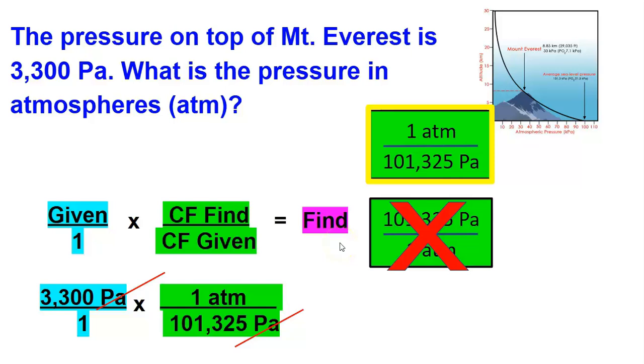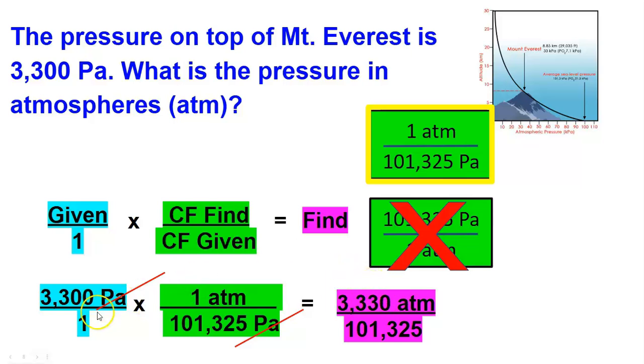Now it's time to do the math. We're multiplying fractions, so when you multiply fractions, you want to multiply straight across. So that means we would multiply in our numerator 3,300 times 1, which is just 3,300. And in the denominator, we would multiply 1 times 101,325, which is 101,325.